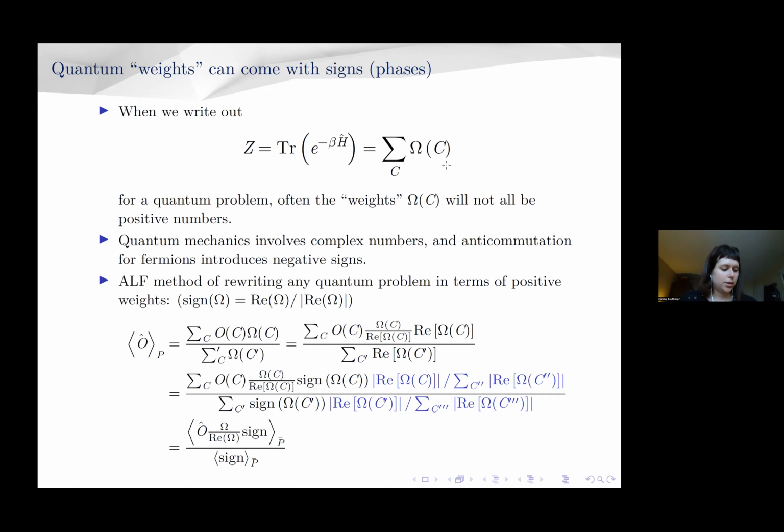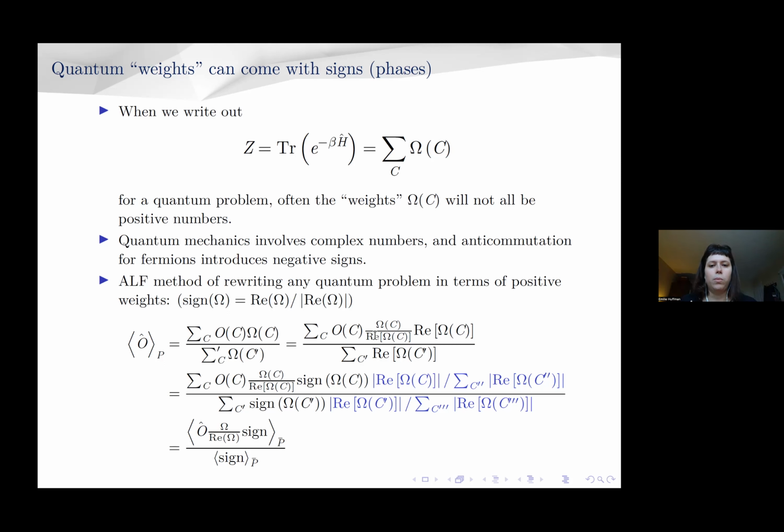I think this is actually a review from what Francesco mentioned earlier today. But you might say, okay, yes, these weights are not all positive, but there's a very simple way that you can write them still in terms of positive weights, even if you've identified a particular set of omegas. And that's through reweighting. ALF will do this in general. We'll always do this, basically. We'll take the quantum problem and rewrite it in terms of positive weights. Now, how does that happen? Well, we have our observable times our weight divided by the partition function.